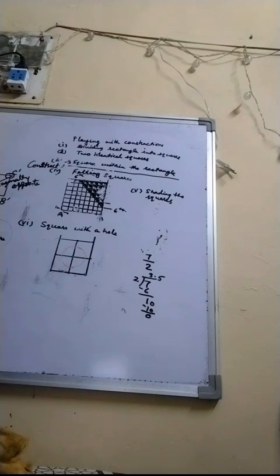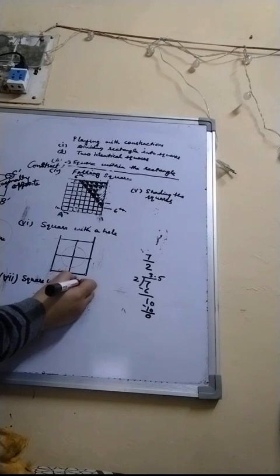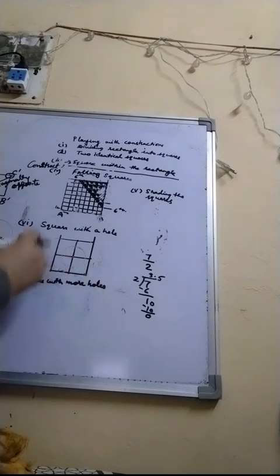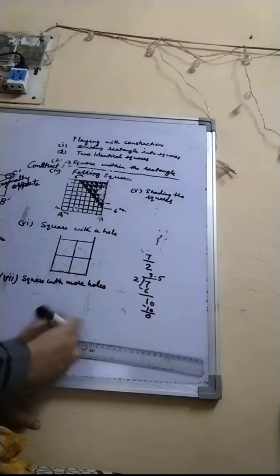Now the seventh construction is square with more holes. This is one square and you have found the center of the square, and now you want the one hole in this square. The second is, suppose I take a square of 8 centimeter.